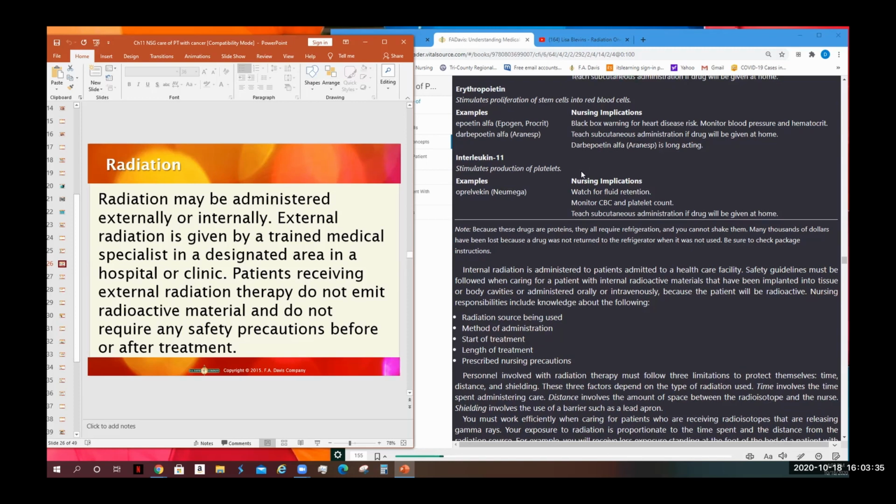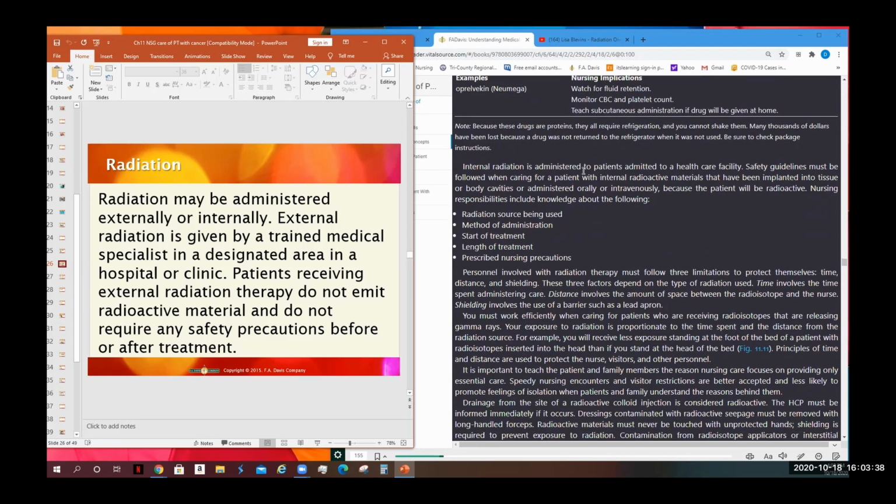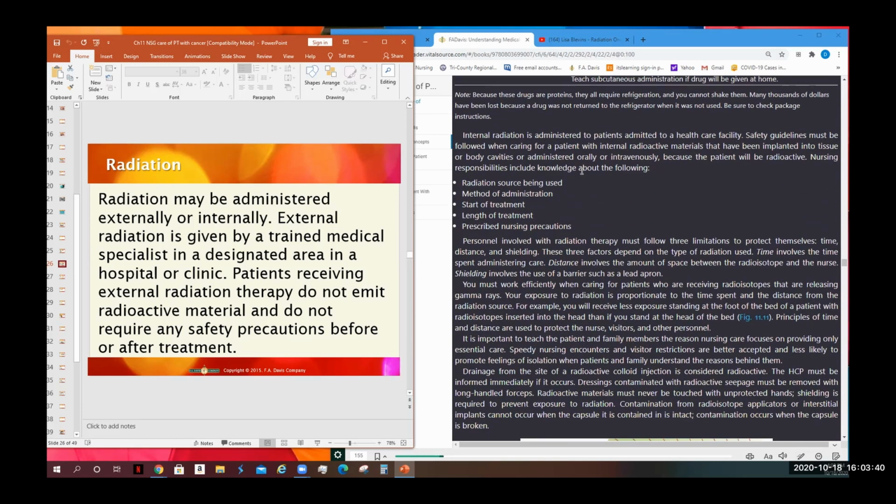Internal radiation is administered to patients admitted to a healthcare facility. Safety guidelines must be followed when caring for a patient with internal radioactive materials that have been implanted into tissue or body cavities or administered orally or intravenously, because the patient will be radioactive. Nursing responsibilities include knowledge about the following: the radiation source being used, the method of administration, the start of treatment, the length of treatment, and the prescribed nursing precautions.